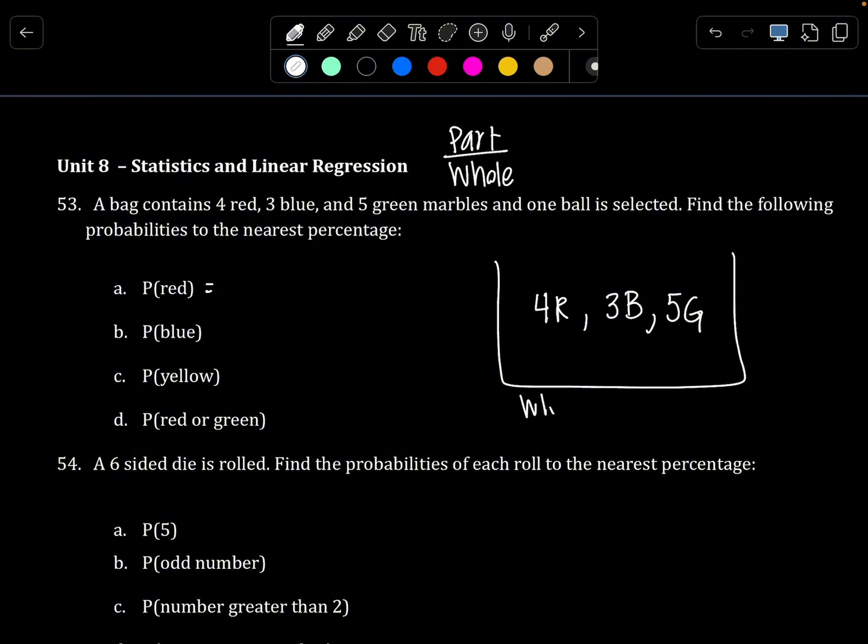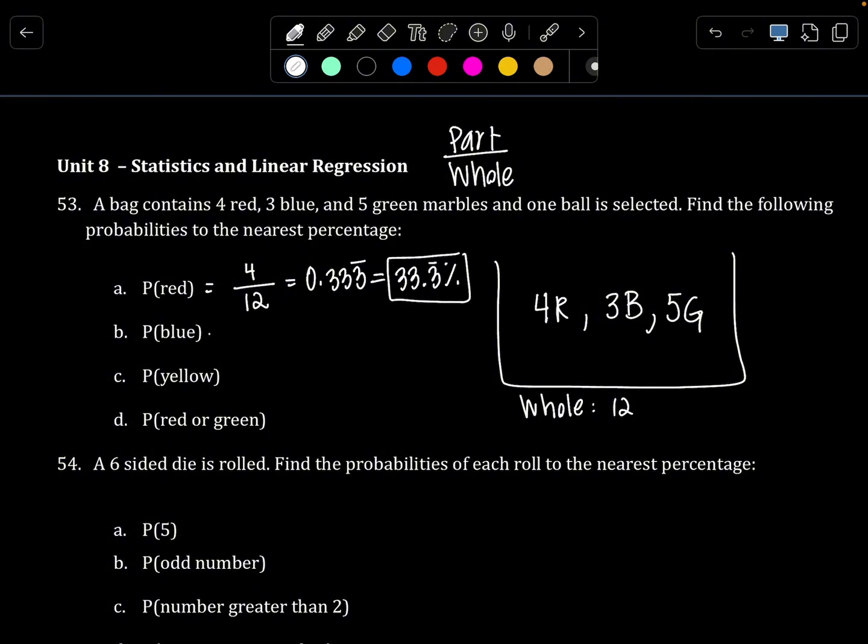What's my whole? What's my total here for balls? 4 plus 3 plus 5. 8 plus 4 is 12. So the whole is 12. And how many are red? 4. Just plug that into your calculator. 4 divided by 12 is equal to 0.33 repeated, but then multiplied by 100. So that's 33.3% approximately.